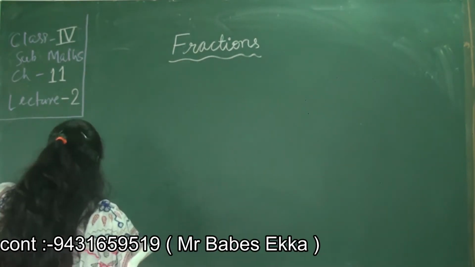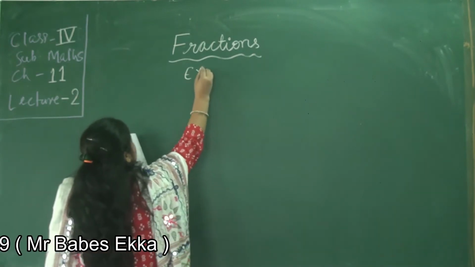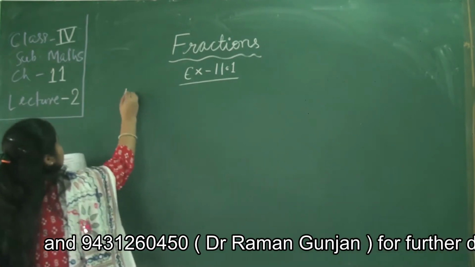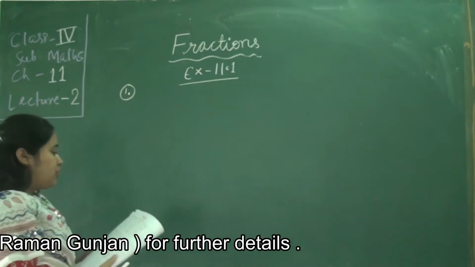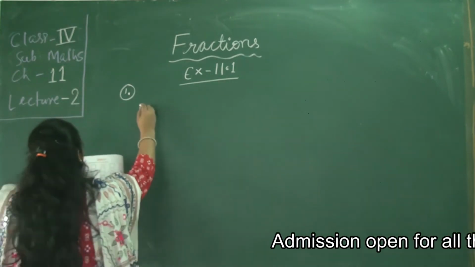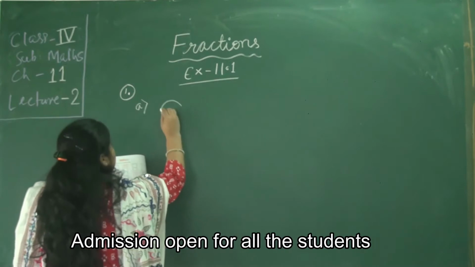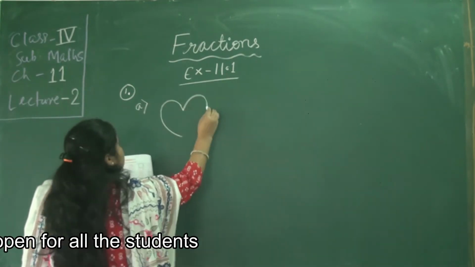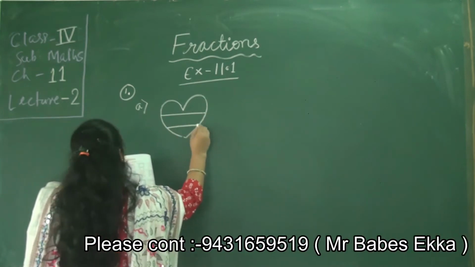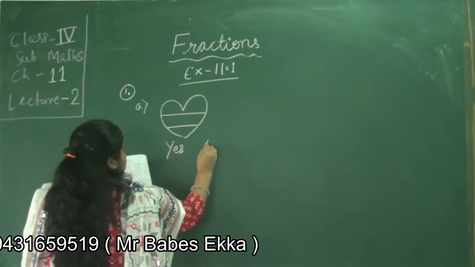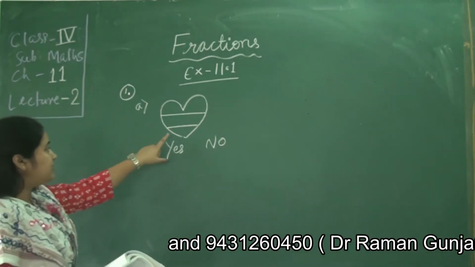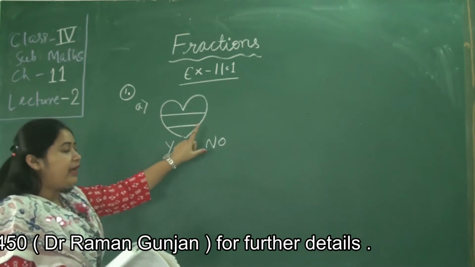The first exercise that we are going to solve here is exercise 11.1. Question number 1 is: you have to circle yes for equal parts and no for unequal parts. For example, in question number A, this is how the question is given in your book. You have to circle yes if it is equal parts and no for unequal parts.